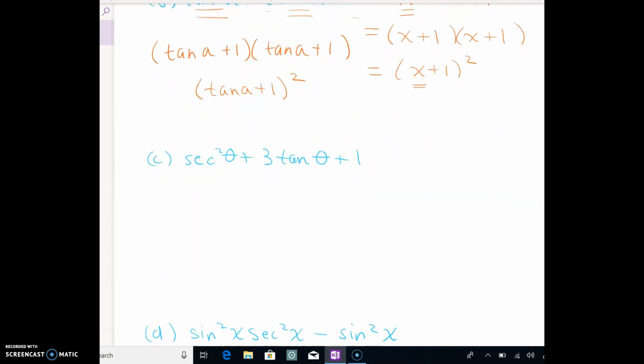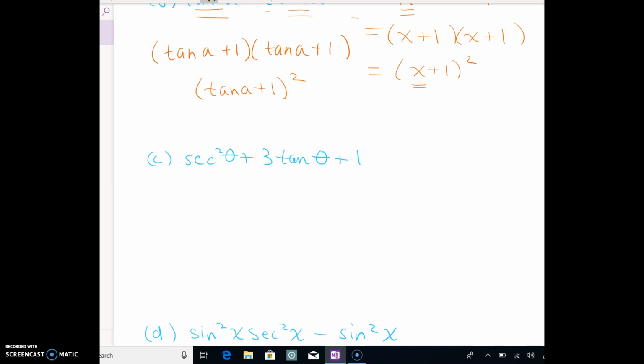All right, let's take a look at this next example, where we have secant squared theta plus 3 tangent theta plus 1. In regards to simplifying this, I'm hoping that you can tell that this is going to be a little bit different from the examples before, and the reason is that the variables are different. This would be something like saying y squared plus 3x plus 1. So in regards to factoring it, we can't yet factor it. But what we can do is a little sneaky trick.